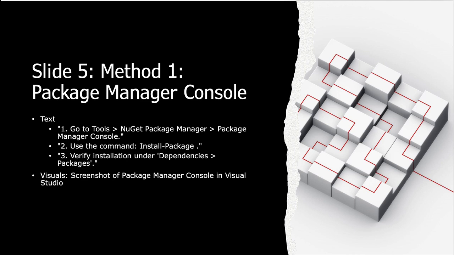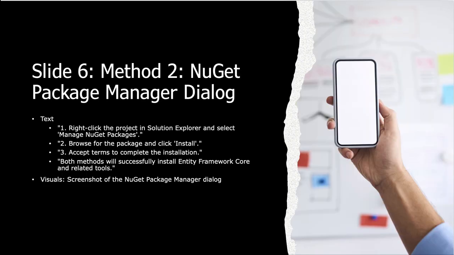Now the NuGet Package Manager dialog. In the Solution Explorer, just right click your project, select Manage NuGet Packages, and then switch to the Browse tab. Type the name of the package you wish to install, for example Microsoft.EntityFrameworkCore.Tools. You will find an install button, and then just click the install button. That's it. Both methods achieve the same result, so you can choose whichever is more convenient for you.